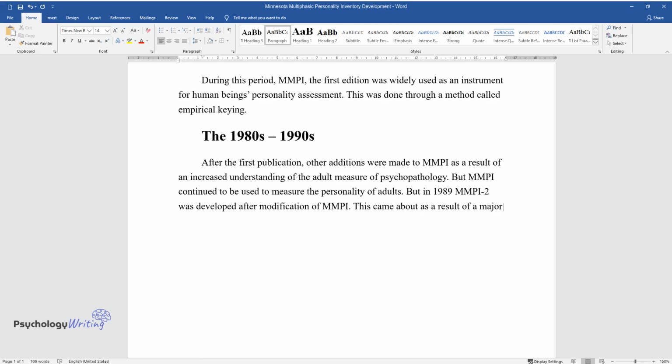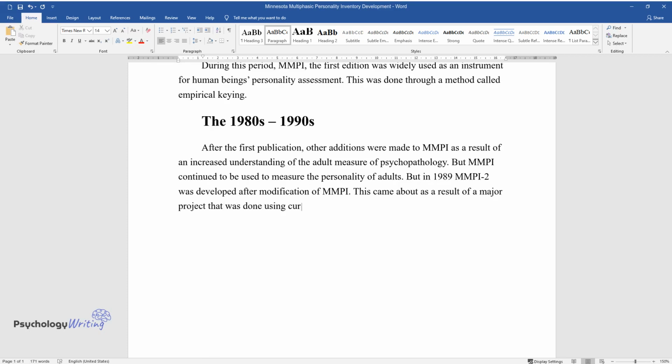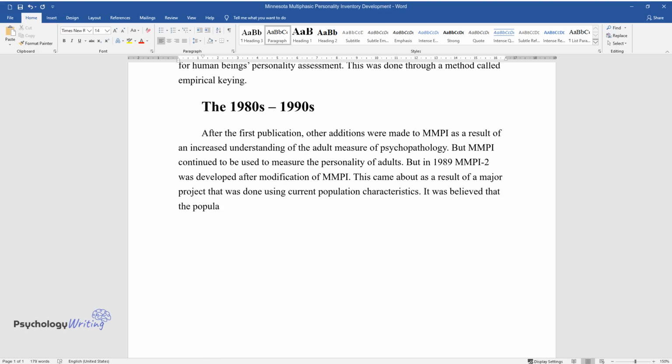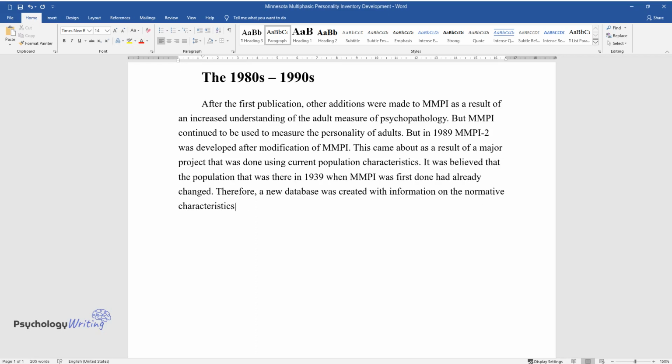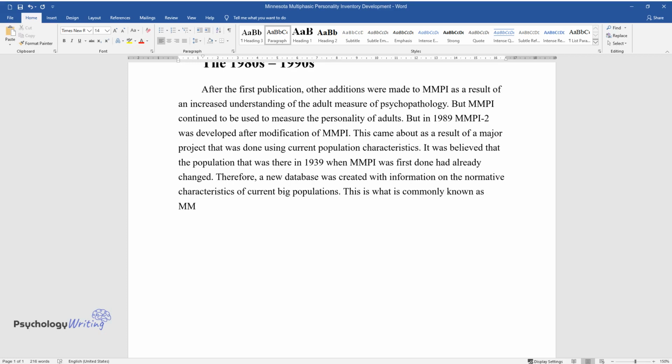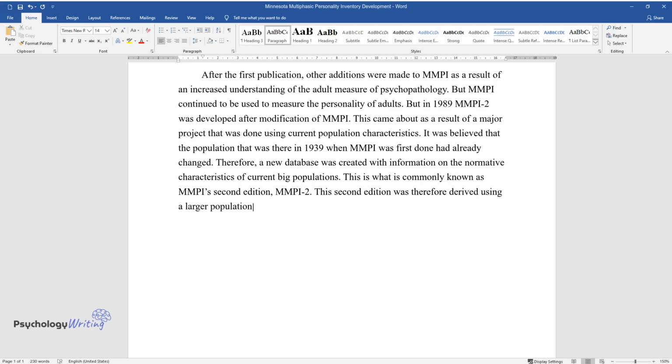This came about as a result of a major project that was done using current population characteristics. It was believed that the population that was there in 1939 when the MMPI was first done had already changed. Therefore, a new database was created with information on the normative characteristics of current big populations. This is what is commonly known as the MMPI's second edition, MMPI-2. This second edition was therefore derived using a larger population and therefore considered to be more effective.